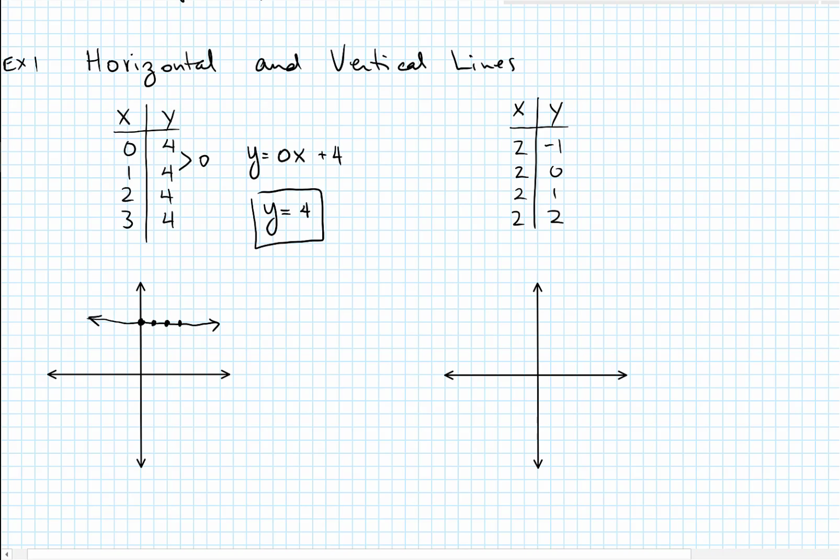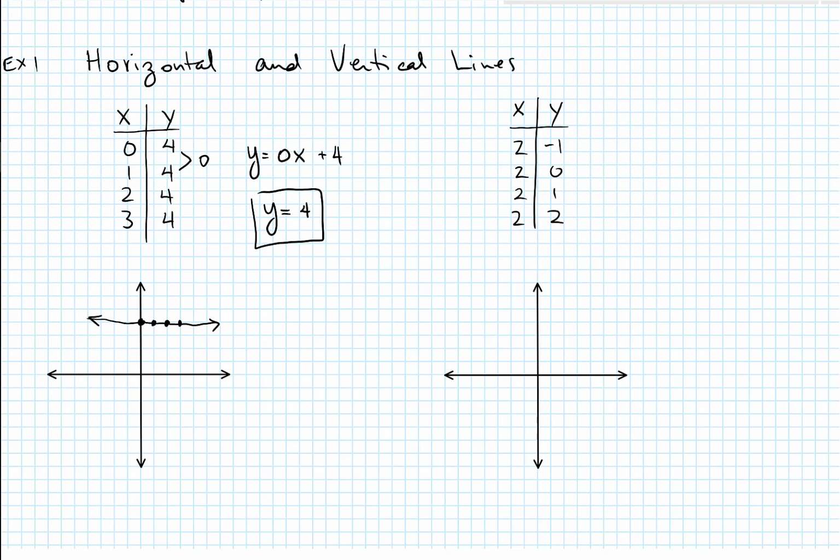And if you look at that, there's only the one variable, y. So in a sense, there is no relation between the x and the y. We just simply have y equals 4. So regardless of what x is, doesn't matter, y is always going to be equal to 4. And that's really the essence of the equation of a horizontal line.